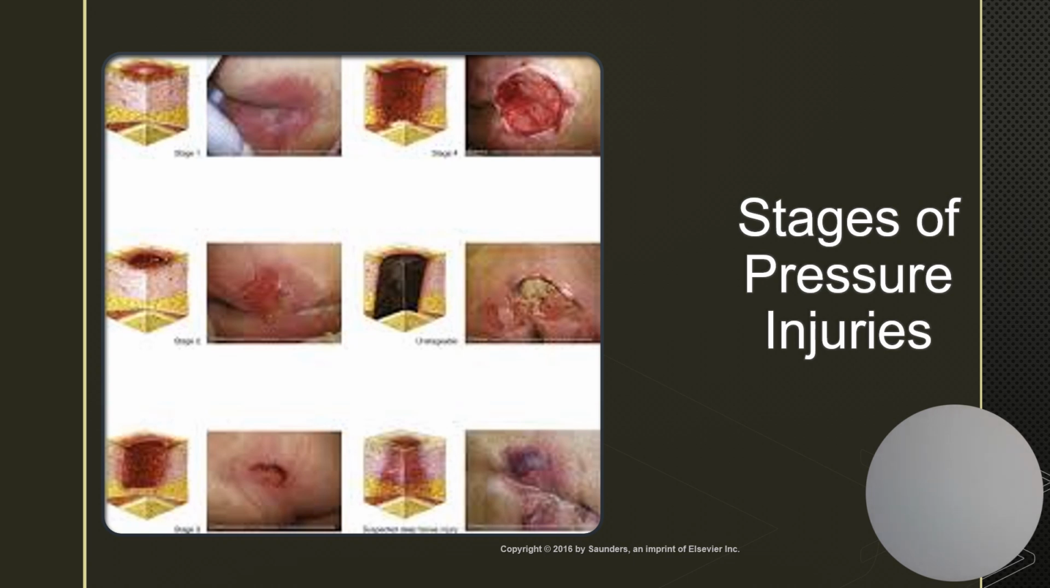An unstageable pressure injury has a wound bed that is covered with more than 50% eschar or slough. In other words, if you remember, it's that dead tissue, that slimy, whitish, tan, yellow, moist tissue that's adherent to the wound bed, or that dark, leathery, scab-like looking covering. 50% of the wound bed has to be covered by slough or eschar.